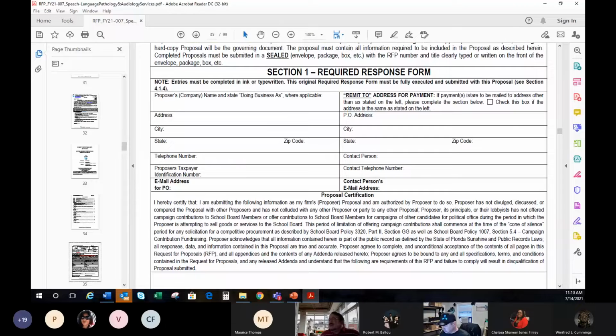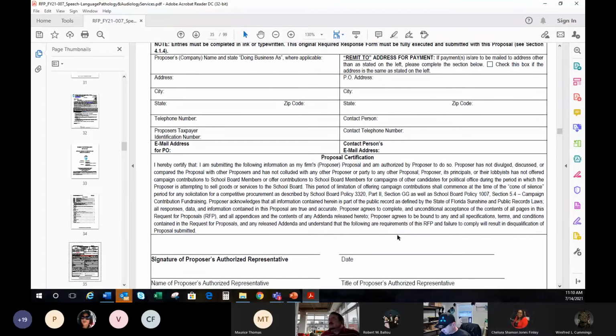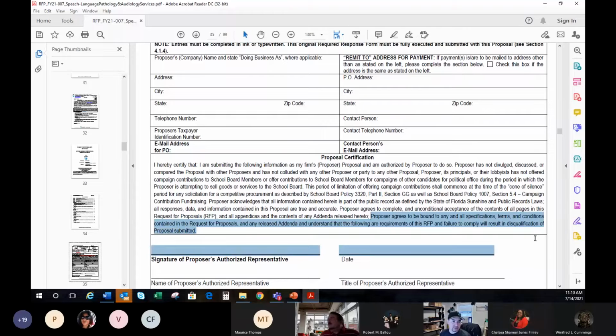Okay. At the bottom here, proposer agrees to be bound to any and all specification, terms and conditions contained in the request for proposal, and any released addenda. Understand that the following are requirements of this RFP, and failure to comply may result in disqualification. So it depends on the issue that's involved if your proposal would be disqualified.